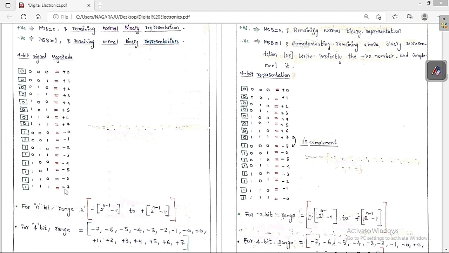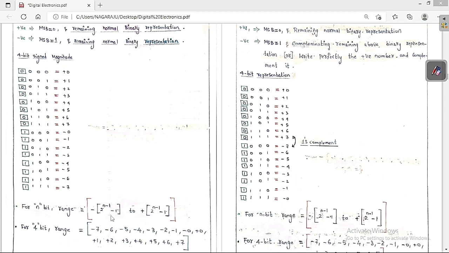If you want to know for 4 bits, substitute n equal to 4. So 2 to the power of 3 is 8, 8 minus 1 is 7, so minus 7 to plus 7. Yes, it is reading from minus 7 to plus 7. You can see clearly. For the 4-bit range, it goes minus 7, minus 6, minus 5, minus 4, minus 3, minus 2, minus 1, minus 0, plus 0, plus 1, plus 2, plus 3, plus 4, plus 5, plus 6 and plus 7.